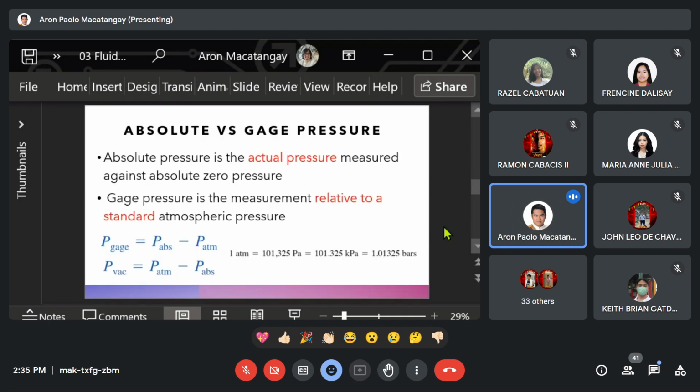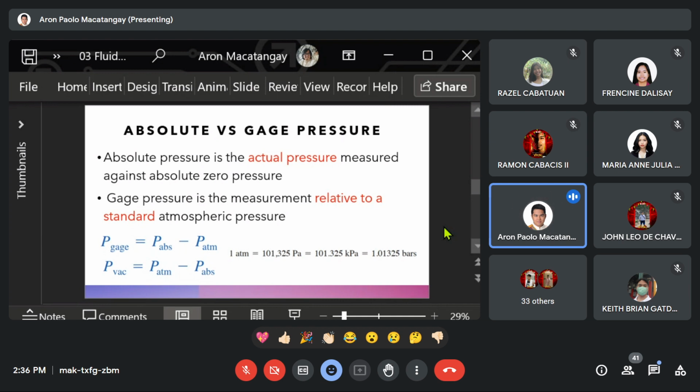Okay, next tayo. Absolute and gauge pressure naman. So medyo narinig nyo na to kasi ginamit natin siya na nagsosolve tayo ng problems using the ideal gas law last time. Again, absolute pressure is yung actual pressure. This is measured against absolute zero pressure, no? So ito talaga yung parang value ng pressure ng object or yung pressure na experience ng point, no?